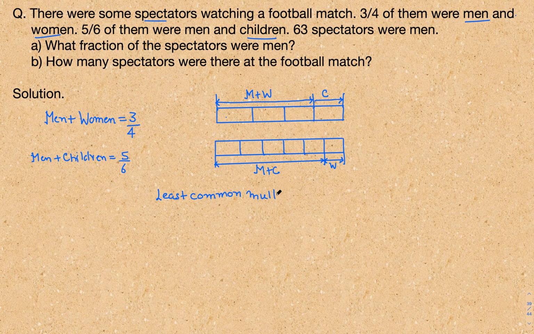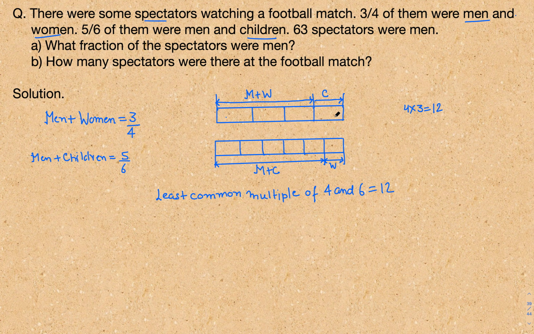The least common multiple of 4 and 6 will be 12, right? Those who got 12, good job. That means we have to divide both these models into 12 equal parts. Now how do we do that? In the first model we have 4 equal parts. If we have to divide it into 12 equal parts, one way is to think: with what number do we multiply 4 to get 12? Obviously it's 3, because 4 times 3 is 12. So we have to divide each of these parts further into 3 equal parts.